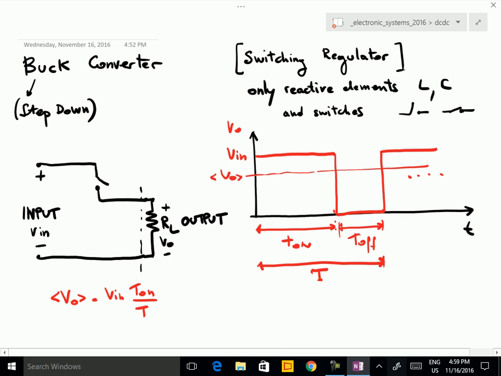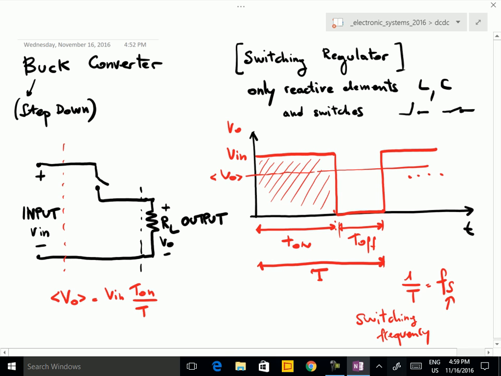This T on over T is the duty cycle. Of course, T on times Vin is the area of this rectangle, and then the average output voltage is obtained by dividing this area over the period. Okay? The inverse of this period is called Fs, the switching frequency. Okay, this is the principle of operation. It is extremely simple.